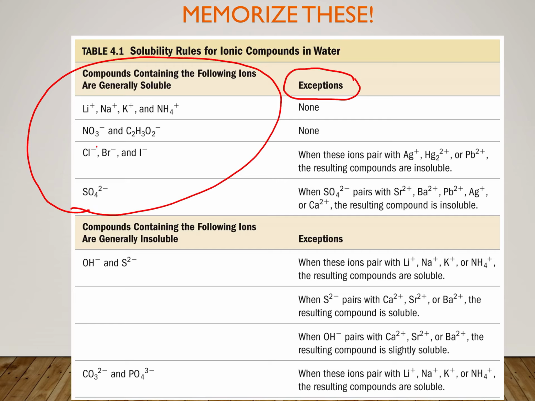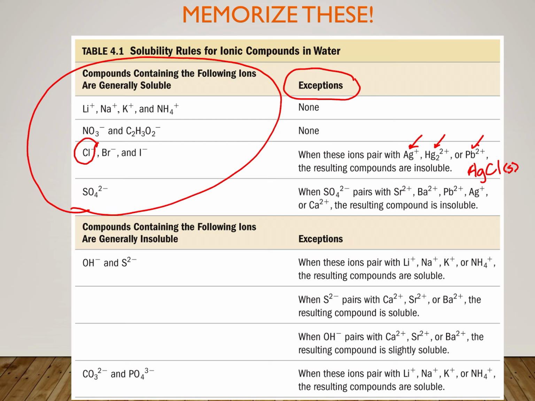If you see something with a chloride, or a bromide or an iodide, they are typically soluble. However, they do have some exceptions. So if you see a chloride with silver or mercury or lead, and specifically those ions of them, then they are insoluble. So like silver chloride is an insoluble compound. This will form a solid in our solution. It will not be an aqueous solution.